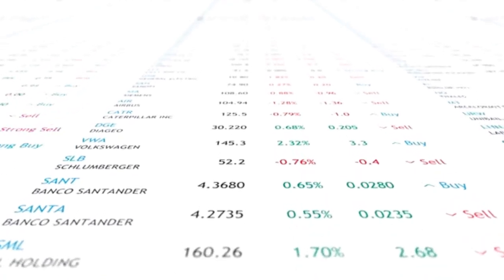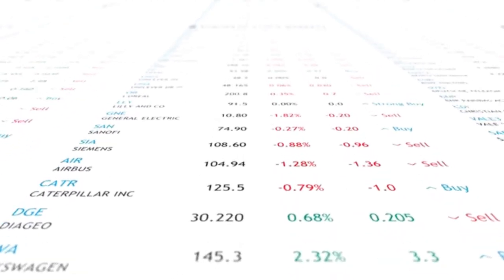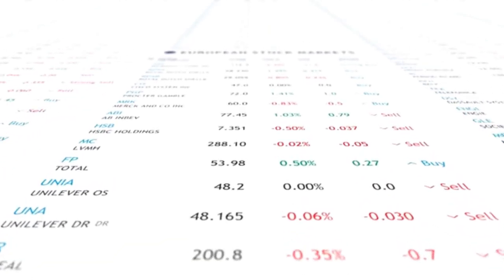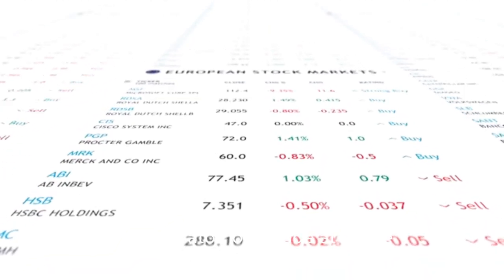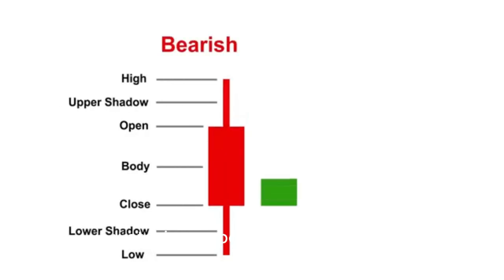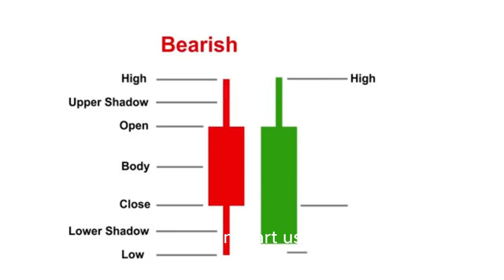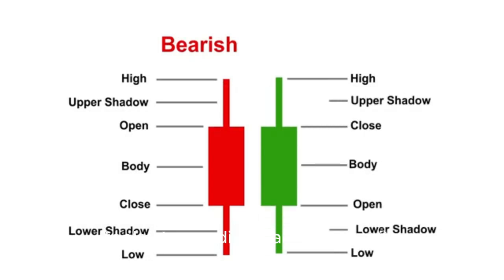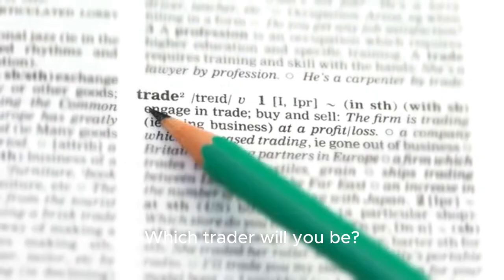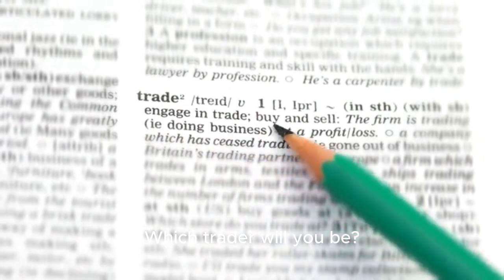Because at the end of the day, successful trading isn't about predicting the future. It's about stacking the odds in your favor, one decision, one indicator, one trade at a time. Now, the choice is yours. You can keep hesitating, second-guessing, watching opportunities slip away, or you can start using the tools at your disposal to trade with confidence and precision. The market rewards those who act with clarity and punishes those who act on impulse. Which trader will you be?